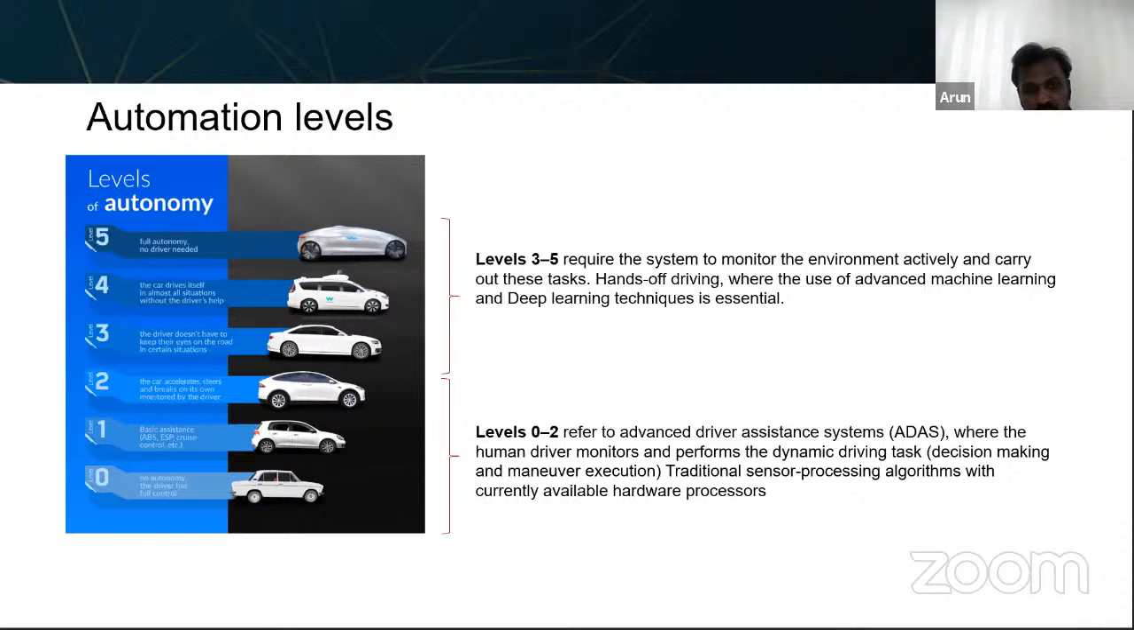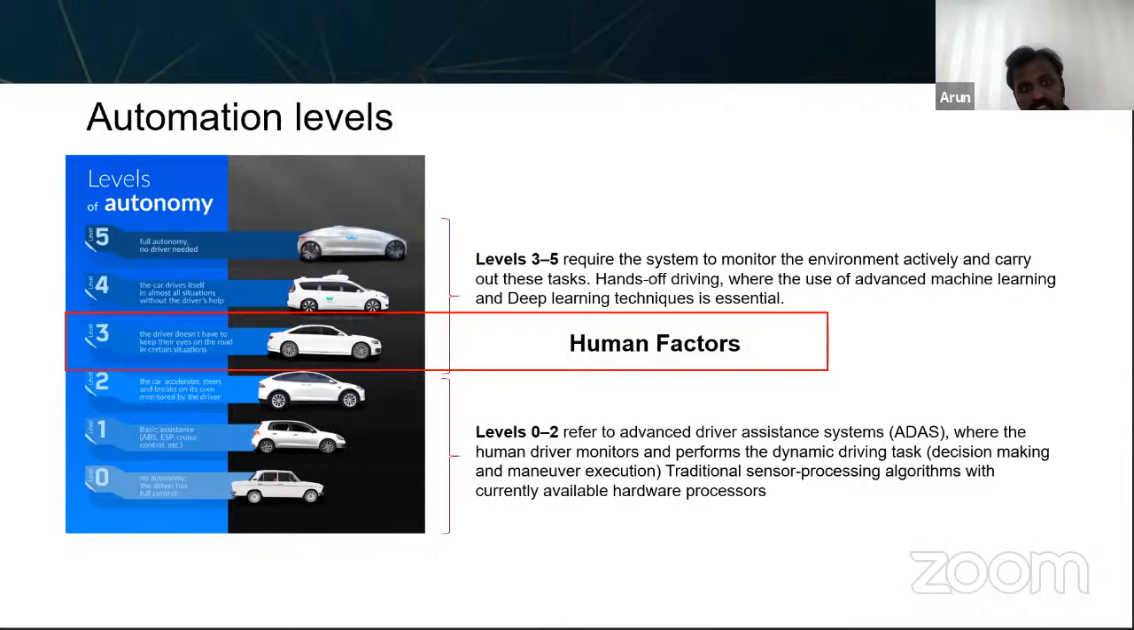But when we move on to level 3 to level 5, things get a bit easier. You just say that the vehicle is responsible for the complete driving task, and the driver's role is just to monitor the system. And in some cases like level 5, you don't need human intervention, the vehicle can handle the entire situation by itself with the sophisticated algorithms and so on.